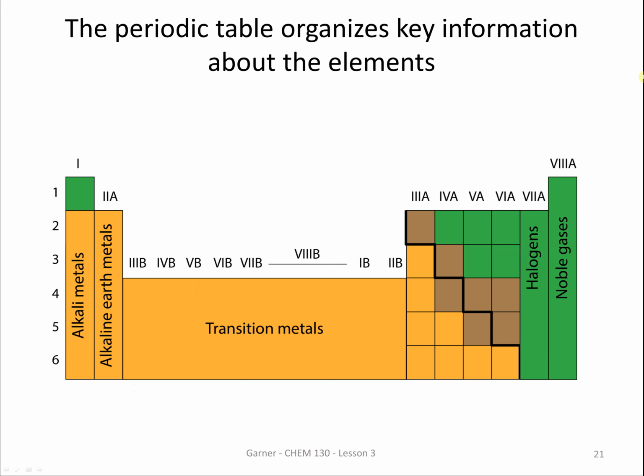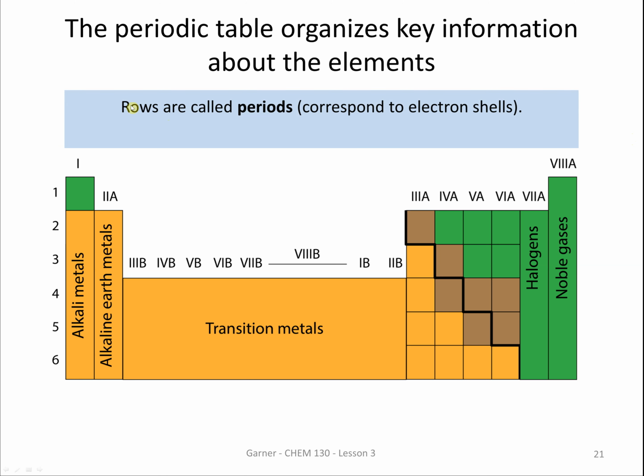All right, so the periodic table organizes the elements according to some key properties that relate to them. So the rows in the periodic table are called periods. Each row is known as one period of the periodic table. As we're going to see in the next video, these rows correspond to the electron shells. So they tell you something about how the electrons are organized within an atom.